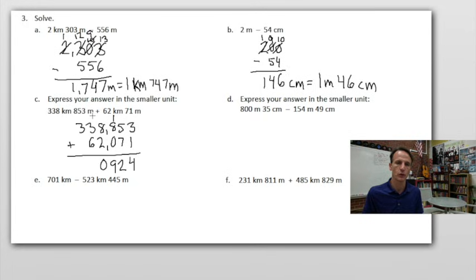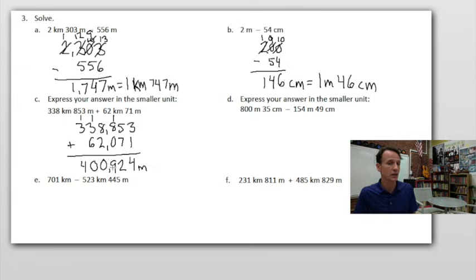10. Regroup that 1 and drop that comma over here. 1 and 3 make 4. 4 and 6 make 10. Good. And regroup that 1. 1 and 3 make 4. Okay, and so we're expressing it in the smaller unit as meters. So there we go. That's meters.